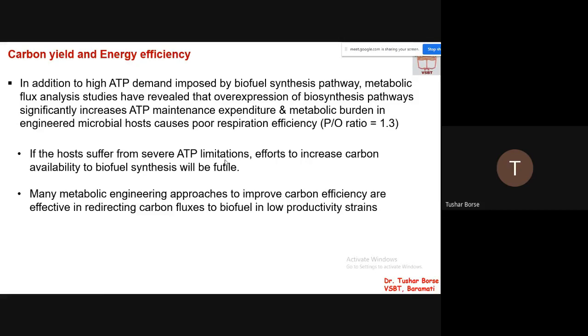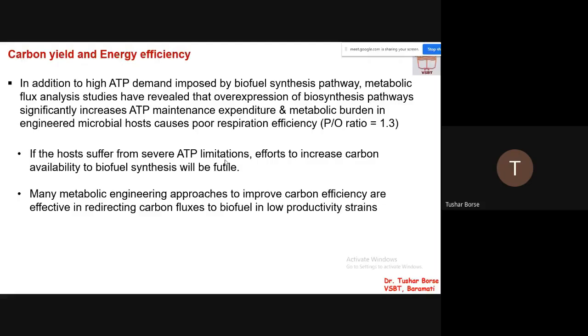So even in that case, if you are providing the cells with a very good nutrient, still it is not going to affect, or it is not going to regain the strength of the cell so that it can grow for longer.